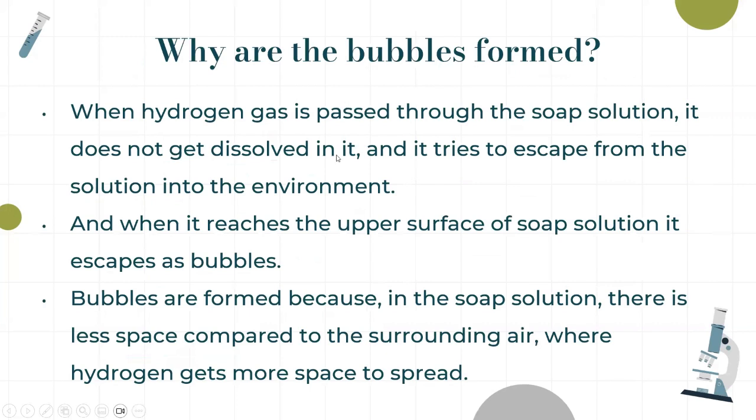So why are these bubbles formed? Usually when the hydrogen gas is passed through the soap solution, it does not dissolve in the soap solution, and rather it tries to escape from the solution into the outer environment. When it reaches the upper surface of the soap solution, it escapes as bubbles. These bubbles are formed because in the soap solution there is comparatively less space compared to the surrounding air, where the hydrogen gets more space to spread. And that's the reason why it tends to escape as bubbles.